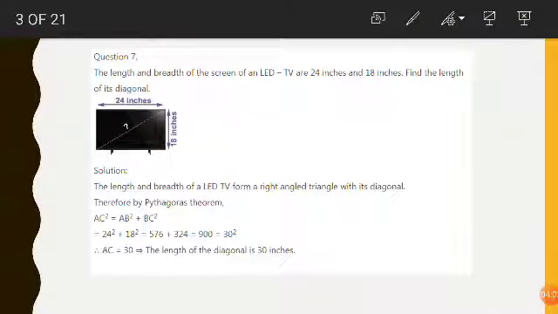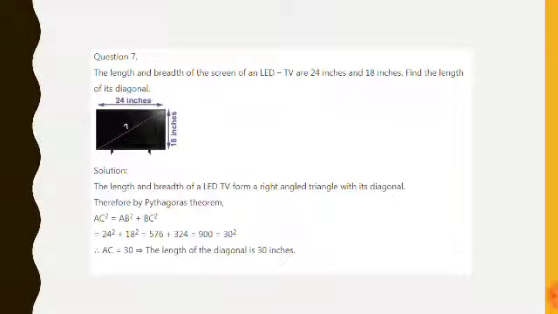The length and breadth of a screen of an LED TV are 24 inches and 18 inches. Find the length of its diagonal. Draw a diagonal line. So, two equal right angle triangles. The length and breadth of the LED TV form a right angle triangle with its diagonal. AC square is equal to AB square plus BC square, 24 square plus 18 square. 24 square value is 576, 18 square value is 324. So we get the value 900, 30 square. AC equal to 30. Length of its diagonal is 30 inches. Do you understand?